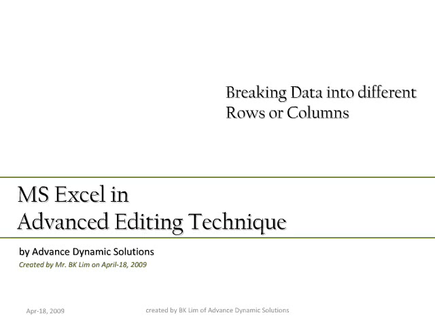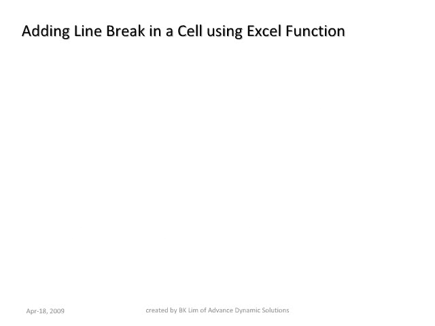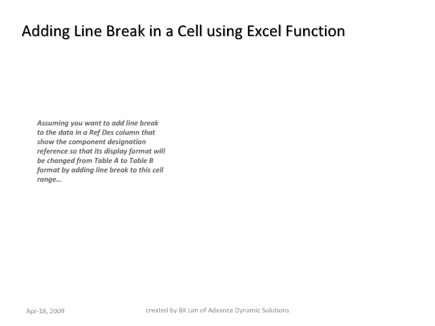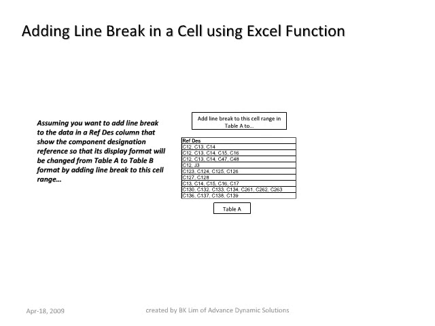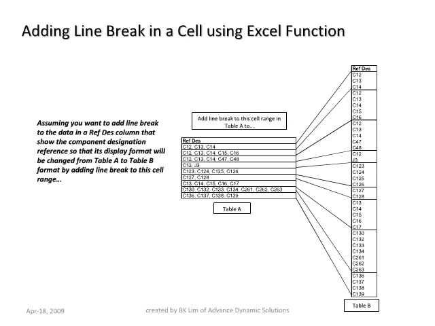Another Microsoft Excel and Advanced Editing Technique: breaking data into different rows or columns. Add line break in a cell using Excel function. Assuming you want to add line breaks to the data in a ref des column that shows the component designation reference, so that its display format will be changed from table A to table B format, by adding line breaks to the cell range.